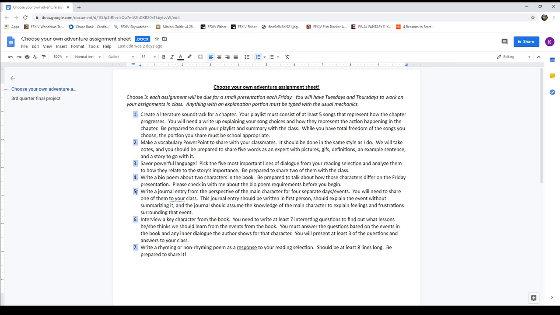For number 5, you're to write a journal entry from the perspective of the main character for 4 separate days and events. What would they write about? So there has to be a little bit of summary about what happened, but then there also needs to be a little bit that may not be in the book. What's going on in their head? What are they feeling in all of this? That's really what makes a journal entry pop out, is that's where you put in your deepest, darkest thoughts, your worries, your frustrations, your struggles, the things that you're loving. That's what sets a journal apart from a summary.